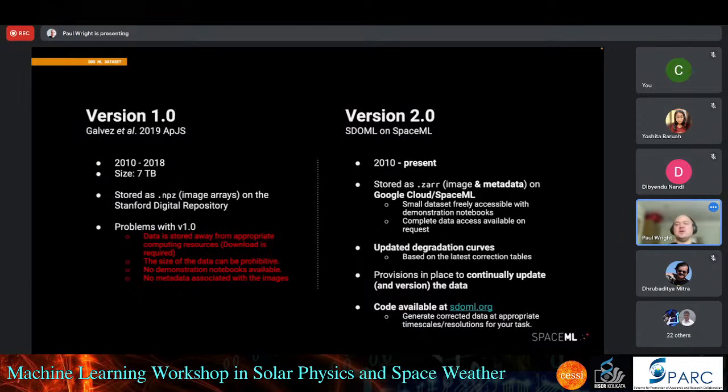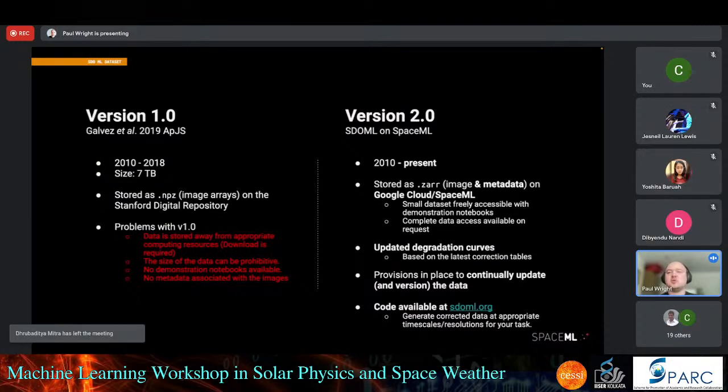But importantly, it goes from 2010 to present. It is stored as Zarr arrays, so this includes the image and metadata. And this is freely available on Google Cloud. So a small data set is freely accessible through the Google Cloud platform, and complete data access is available on request. The important thing here is that we're not asking anyone to download the data. We think that the best way of performing this research is to use something like the free Colab platform, to access the data and perform everything on the cloud.